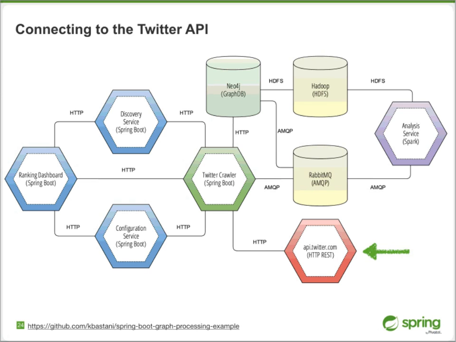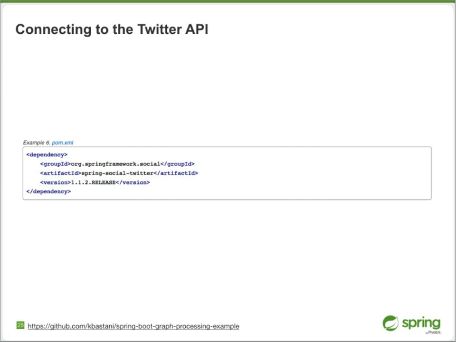So going back to the architecture diagram from earlier, we can see that we have a dependency on the Twitter API from the Twitter crawler service. We'll call the Twitter API to import user profiles and their connection to other Twitter users. The results are going to be saved in Neo4j using the repositories that we created earlier. Before we can start using this client, we'll need to add the Spring Social Twitter artifact as one of our project dependencies in the POM XML, which is shown here.